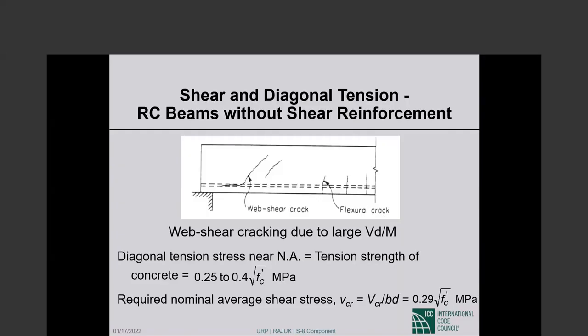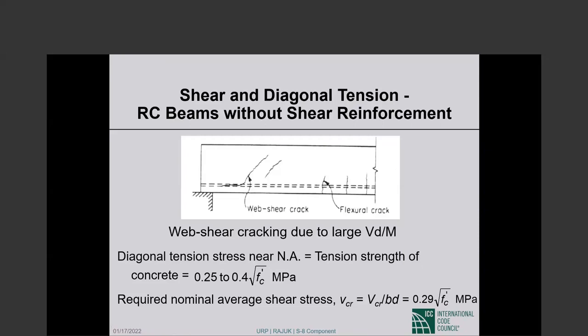This is now coming home. This is now hardcore shear design of concrete beams. There is web shear cracking and flexure shear cracking that we deal with all the time. So what is web shear cracking? When the principal tensile stresses, which are the largest at the neutral axis, equal or exceed the tensile strength of the concrete. That tensile strength, it has been established by many experimental tests, is between 0.25 and 0.4 square root of f sub c prime in SI metric units. We take it as 0.29 square root of f sub c prime.